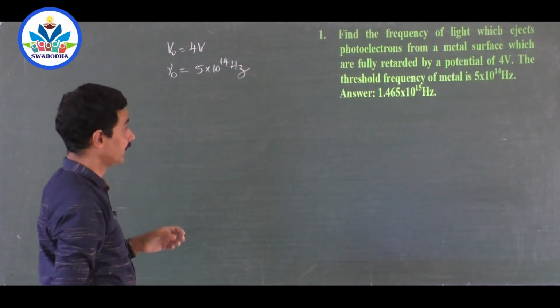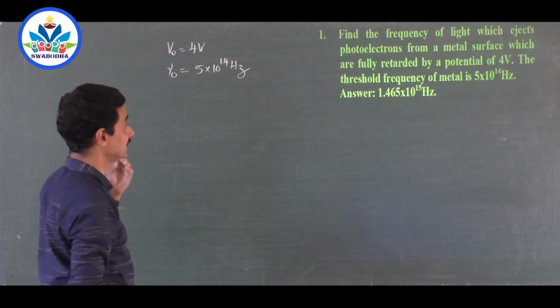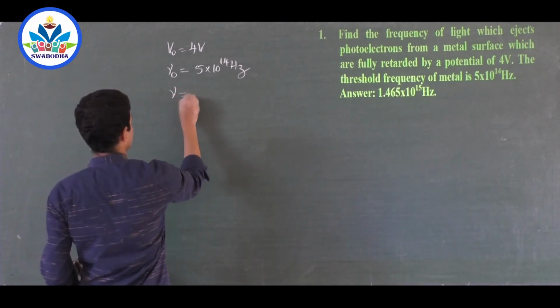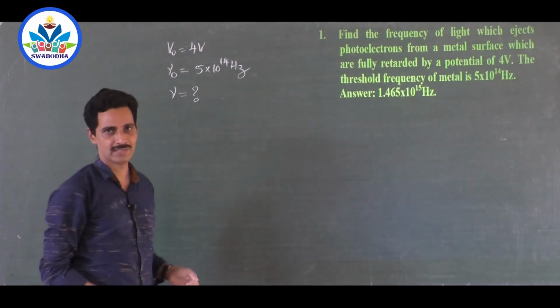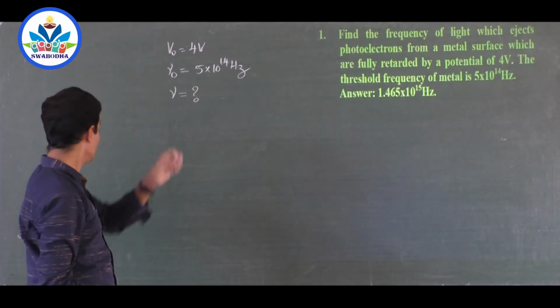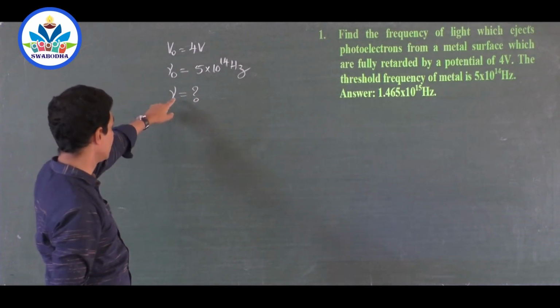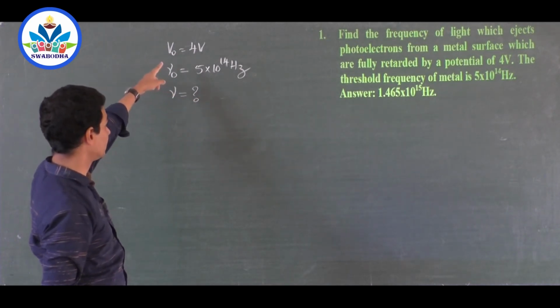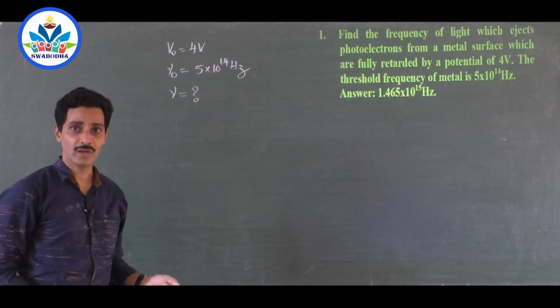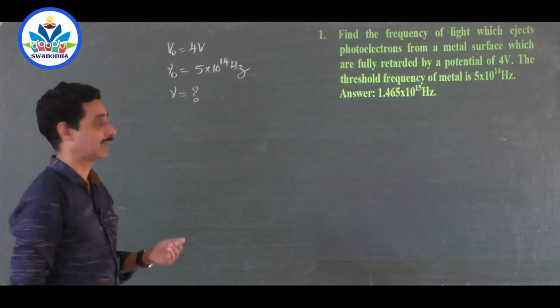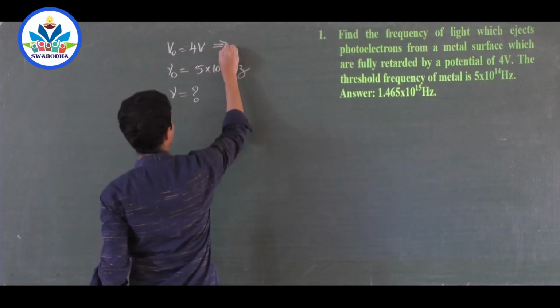Okay, we have to find the frequency of light which ejects photoelectrons. What is the incident frequency? Nu. Nu naught is the minimum frequency required. So find the incident frequency. If threshold frequency is this one, and stopping potential is this one, from the stopping potential you can find out kinetic energy. You know this, right? How to find out the kinetic energy?